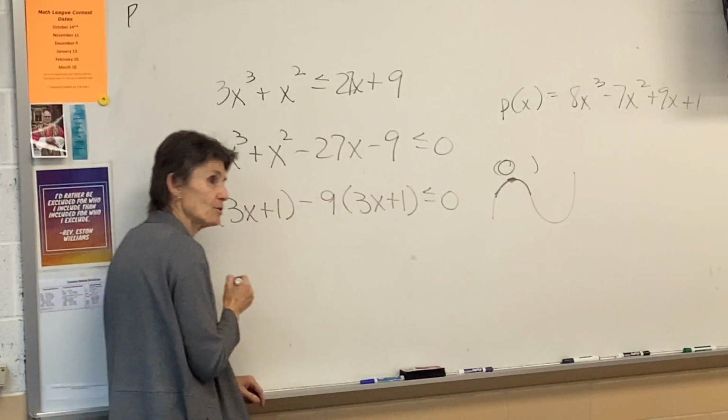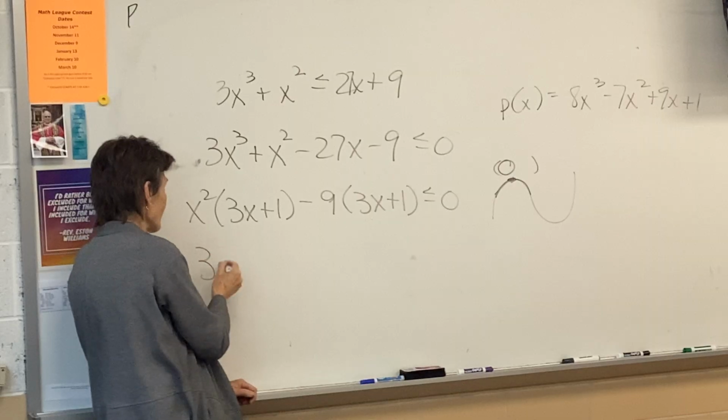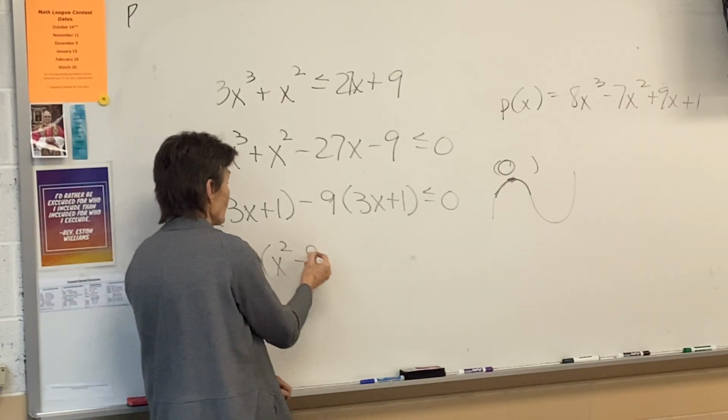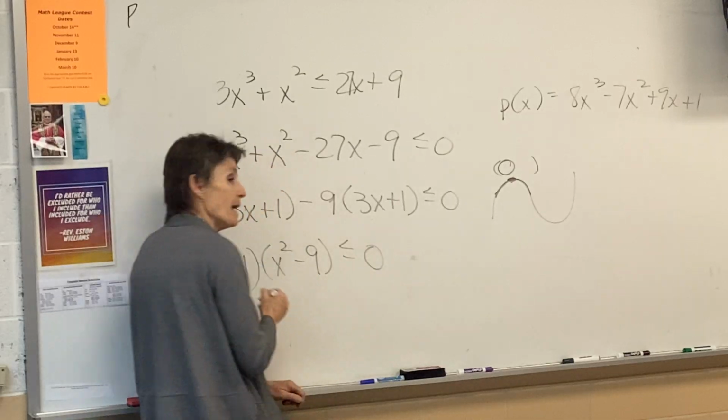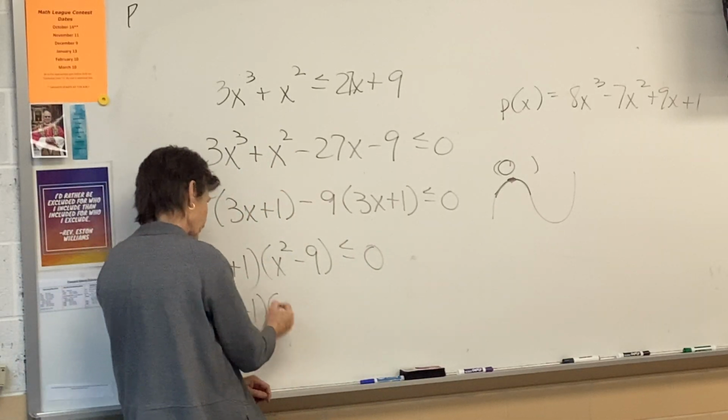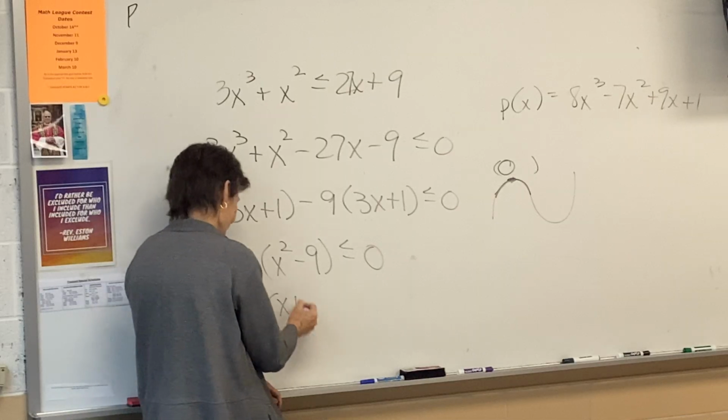Does that look okay to you? Yeah. And so we have our common factor, which is 3x plus 1, and then we have our x squared minus 9. And what do we know about x squared minus 9? x plus 3, x minus 3.